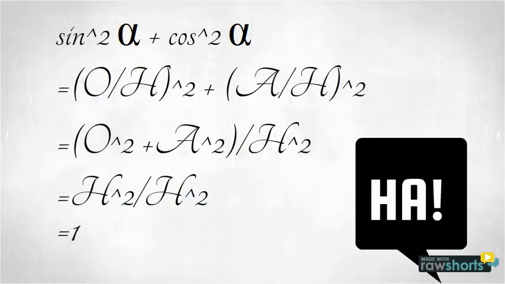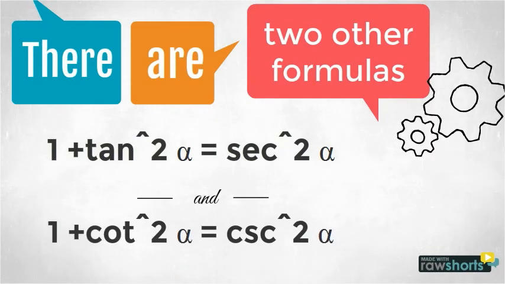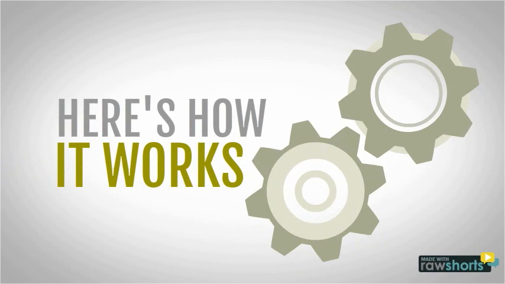Huh! There are two other formulas. 1 plus tangent alpha squared is equal to secant alpha squared, and 1 plus cotangent alpha squared is equal to cosecant alpha squared. What? Here's how it works.